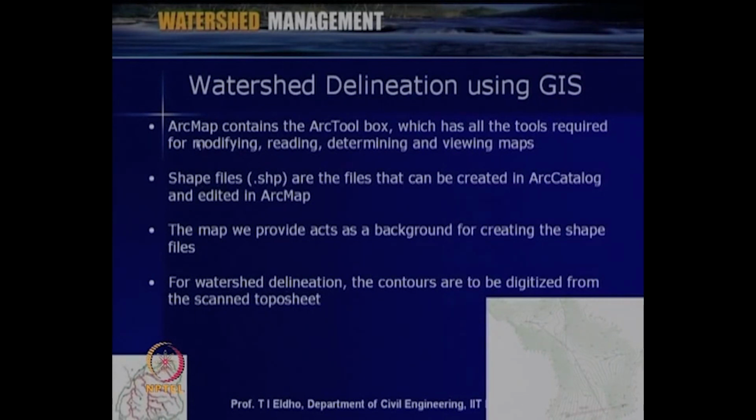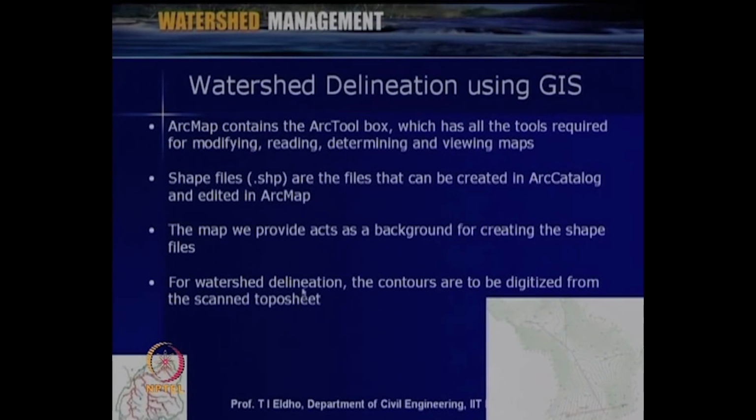Here in ArcGIS we generate shape files. Shape files are files that can be created by ArcCatalog and edited in ArcMap. The map we provide acts as a background for delineating the shape files. So, either the topo sheet or the topographic map that we provide is the background which we use to generate the shape files. For watershed delineation, the contours are to be digitized from the scanned topo sheet. For the given topo sheet, if we already know the contours, we can digitize those contours and then feed that data to the software.